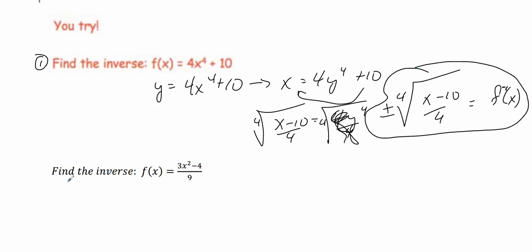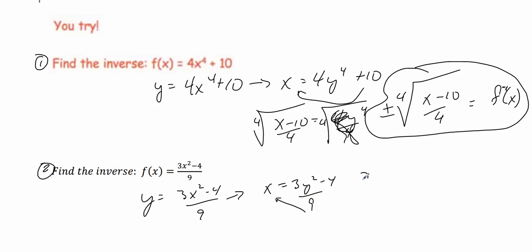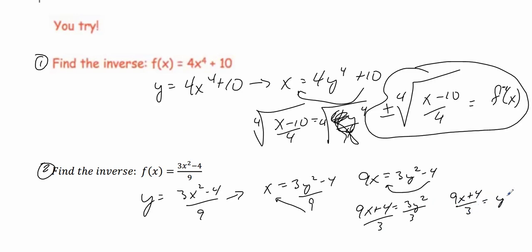That's your answer there. Number 2, y equals 3x squared minus 4, over 9. Change it. x equals 3y squared minus 4, over 9. Multiply. 9x equals 3y squared minus 4. Add 4. 9x plus 4 equals 3y squared. Divide by 3. 9x plus 4 over 3 equals y squared.